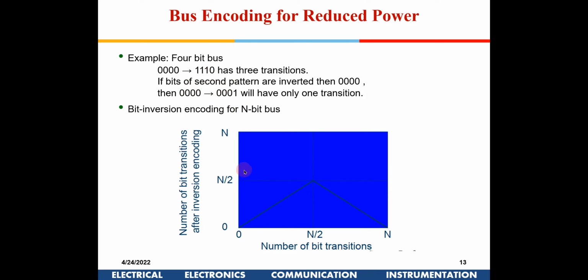What I am doing is, before transmitting data, I am checking it with the previous data. If the number of changes is more than n by 2, where n is the total number of bits, then I invert the entire data. So in that case there won't be that many changes. The total maximum number of changes that can occur is n by 2. At the receiving end I will change that data back.